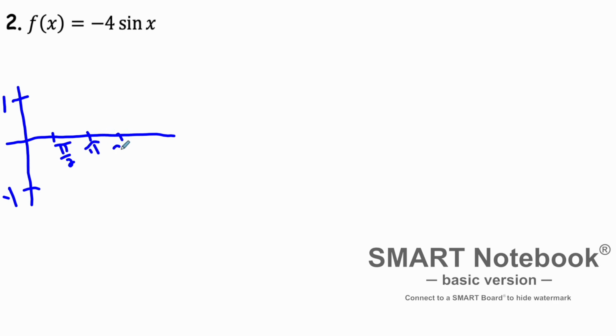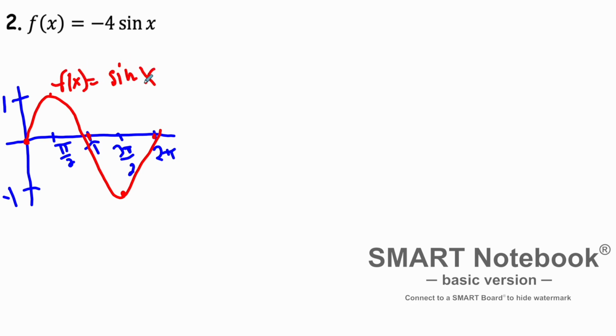So here's your parent function again. That's a 3 pi over 2. You can't really see it, but that's 3 pi over 2. And again, same thing that we started with over there. This is your parent function. All right, so here we go. And we'll label this f of x equals sine x.